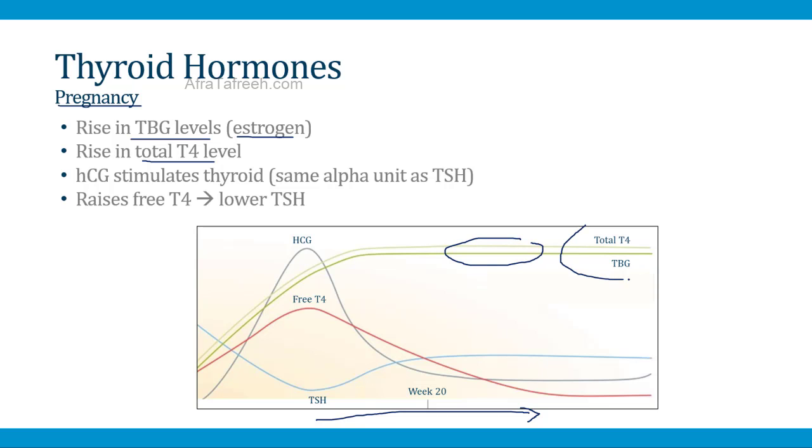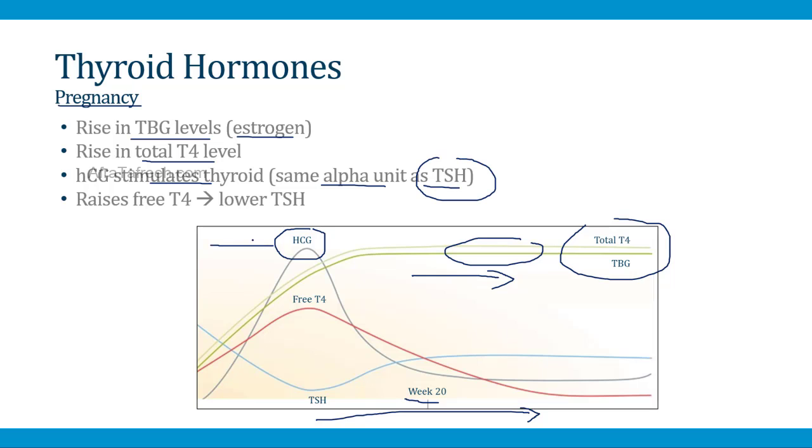The levels of TBG and total T4 climb in early pregnancy and then plateau, and this is all driven by estrogen. But a second phenomenon that occurs during pregnancy is that HCG levels are very high in early pregnancy before about week 20, and HCG can stimulate the thyroid gland to produce more thyroid hormone. That's because HCG has the same alpha unit in the hormone as TSH, and therefore HCG has some TSH-like effects on the thyroid gland. So this rise in HCG levels in early pregnancy will cause the thyroid gland to produce more free T4, and therefore free T4 levels go up in early pregnancy, and because the free T4 level goes up, the TSH level declines.